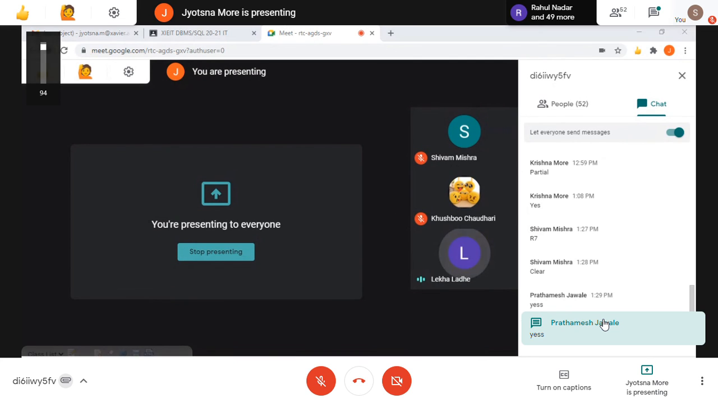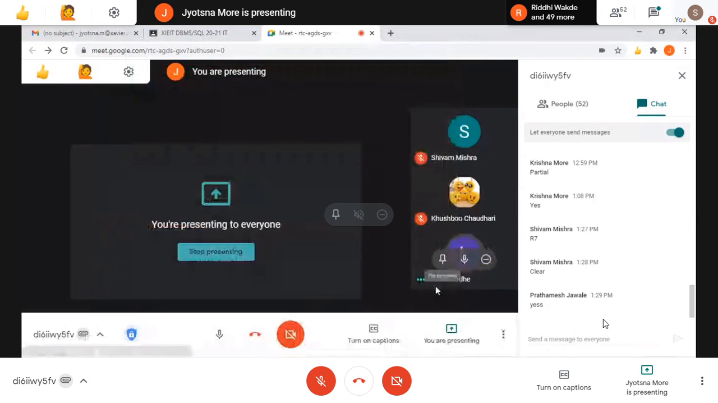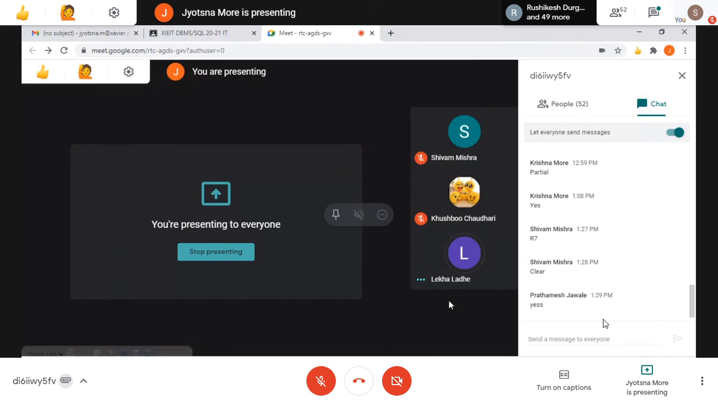Yes. Yeah, Lekha? Ma'am, will that be part of the answer? Which one? Which you have given as homework? Yes, that is a part of your answer, dependency diagram. Okay, ma'am. Yeah.